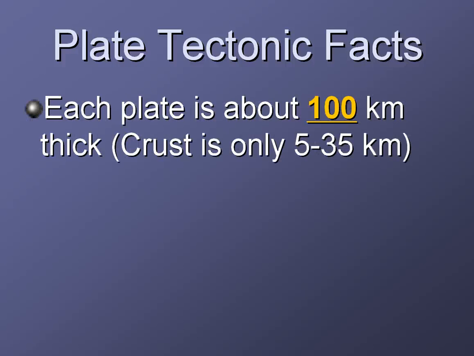First of all, each plate is about 100 kilometers thick. So remember, the crust is only about 5 to 35. If this is going to be 100, that's because you got all the crust and the very top part of the mantle. You might say, so again, why does it range from 5 to 35? Well, on the highest mountains over the continents, it's probably going to be your 35 kilometers. When you get to the bottom of the ocean floor, this is where you're going to get your smaller distances.